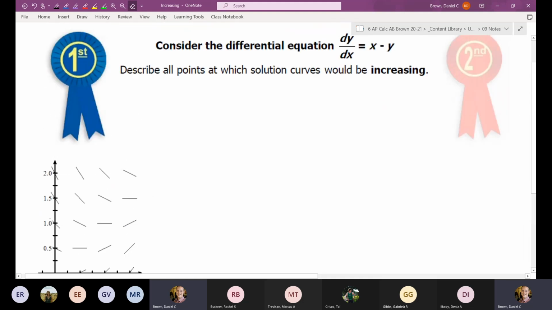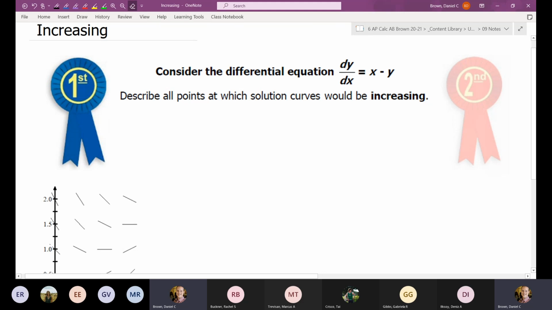What's important though is we're able to pull from our knowledge the calculus fact this is asking us to find. So we want to describe all the points at which the solution curves would be increasing. When you see that phrase solution curve, you're just talking about the original function. So basically we're trying to find when is the original function increasing. What calculus fact do you know about increasing functions? What's positive? The derivative.